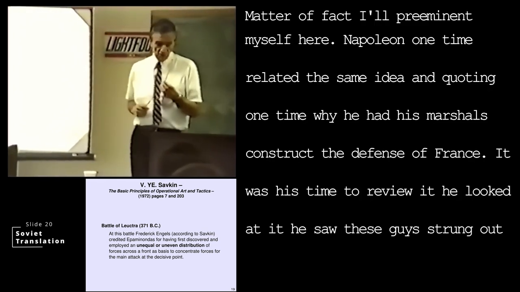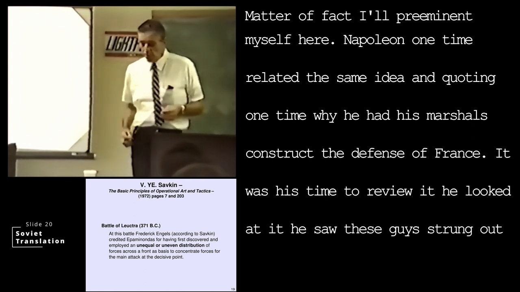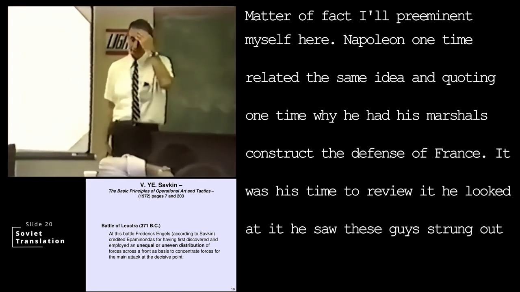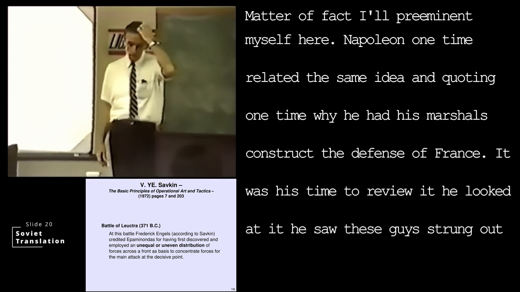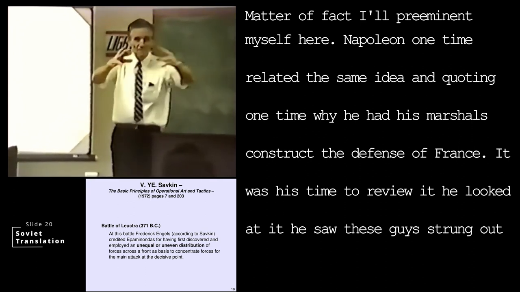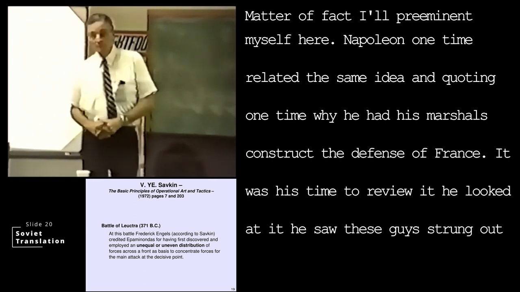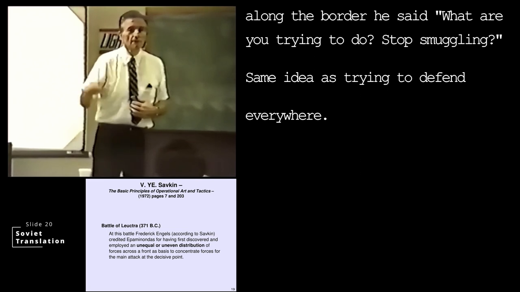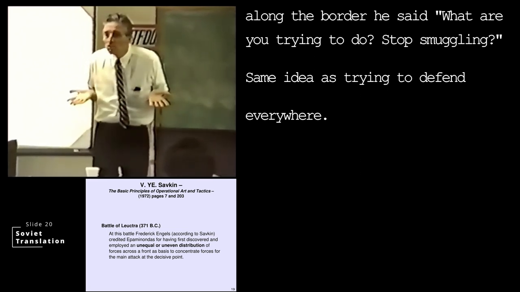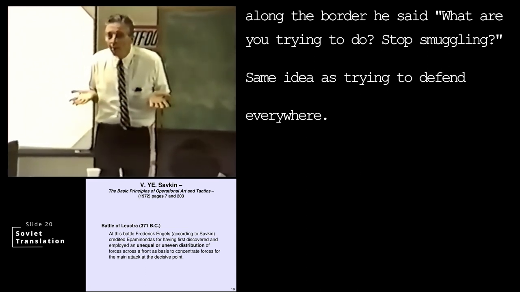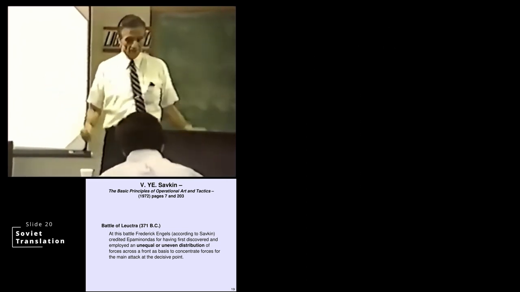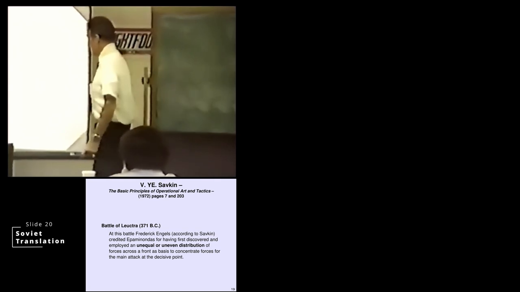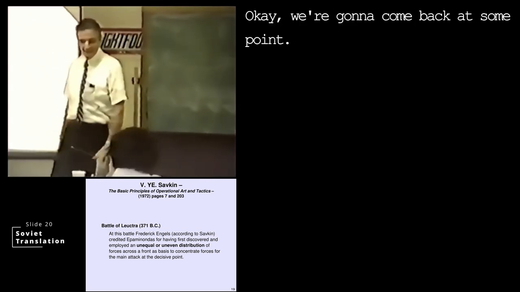As a matter of fact, I'll preempt myself here. Napoleon one time related to the same idea. He had his marshals construct the defense of France, and it was his time to review it. He looked at it. He saw all these guys strung out along the border, and he said, what are you trying to do? Stop smuggling? Same idea. They're trying to defend everything. Okay. We're going to come back to this.